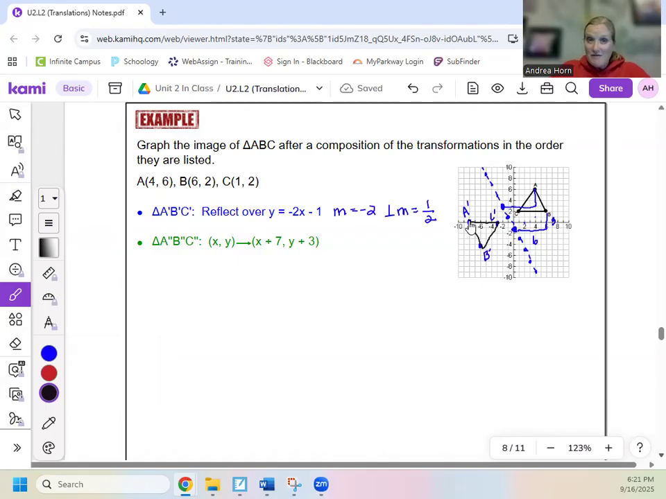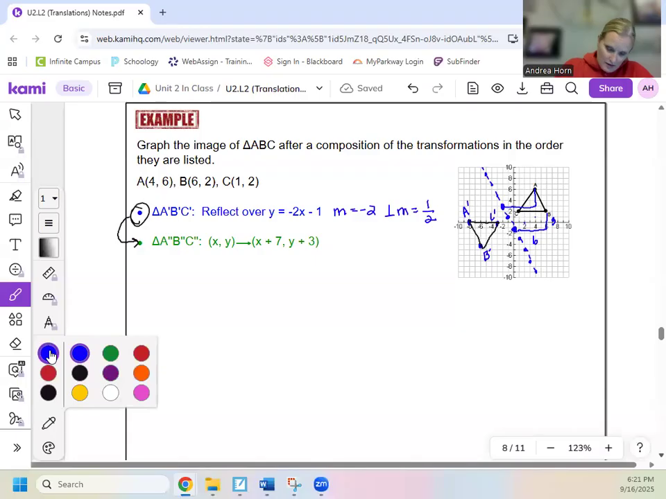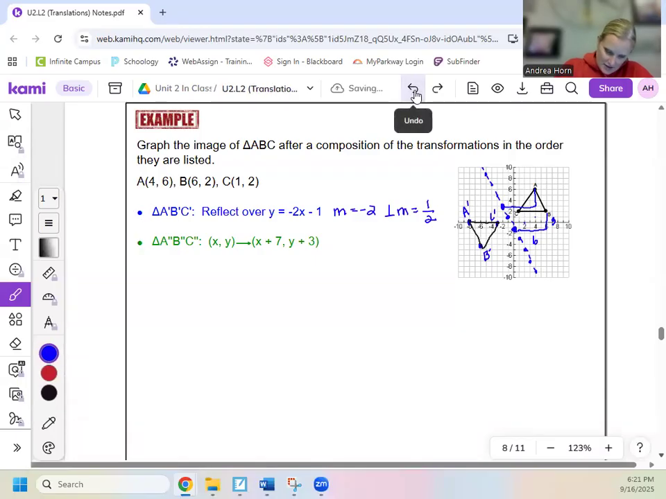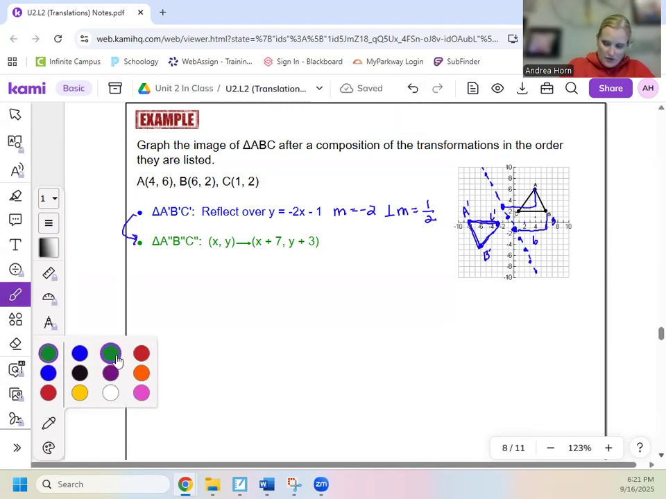So now that I have a reflection, I'm going to take that reflection that I just did and do my second transformation, which is a translation. All right, so now take the blue triangle that we just made. I should have done that blue, sorry. My blue triangle right here. We're going to translate it. So pause the video and go ahead and translate the blue triangle.